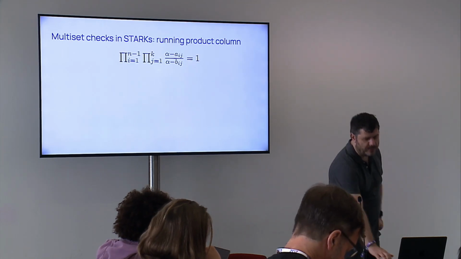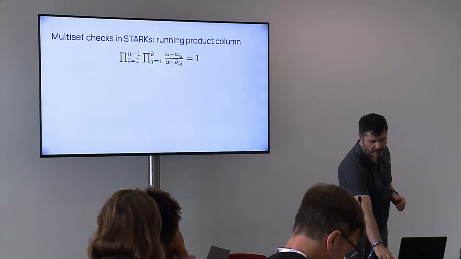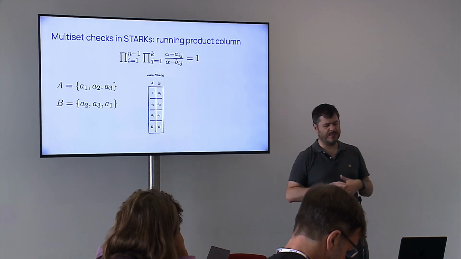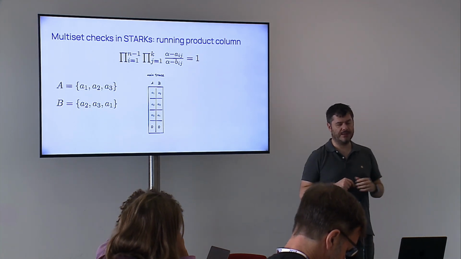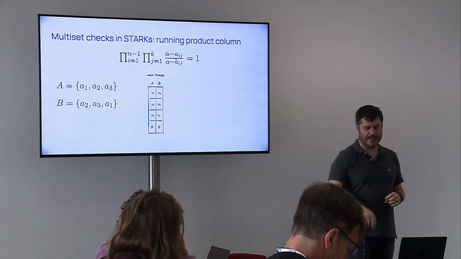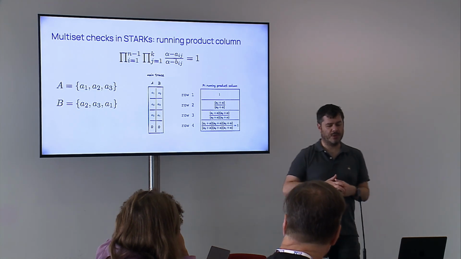And then the way we express it in STARKs is by using this running product column. So let's say we have these two sets, A and B, and this is a simplified view where one column has the A values and the other column has the B values.